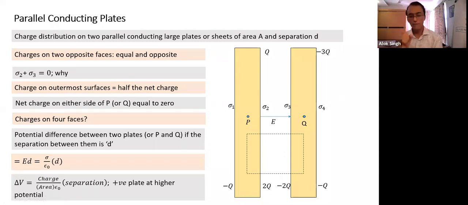Which side will have higher potential? The positive plate will have higher potential. So this is the basics of parallel conducting plates. The same thing we can extend to more cases, and that's what we'll spend time on for the next maybe 45 minutes to an hour. And these simple things should not be much of a problem if you have been attentive.